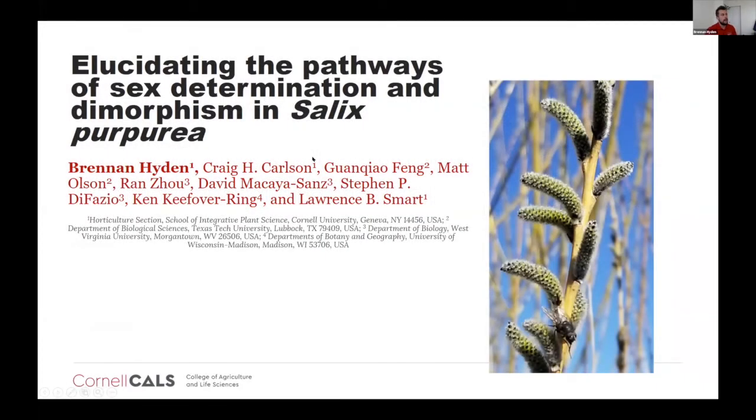Yeah, so as Chase mentioned, my work focuses mainly on shrub willow, and specifically Salix purpurea. And I'm really interested in sex determination and sort of the genes and mechanisms that are involved in this process.